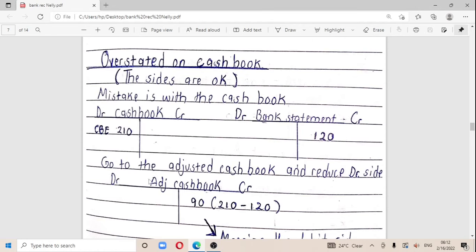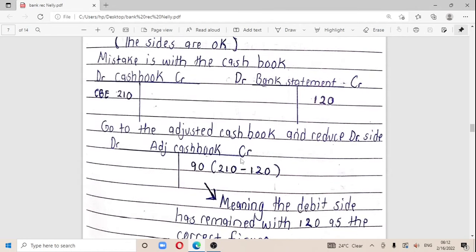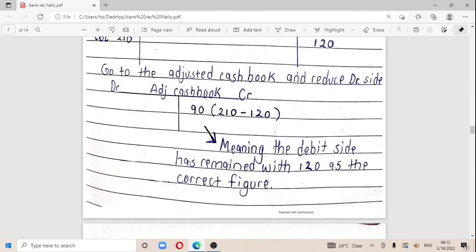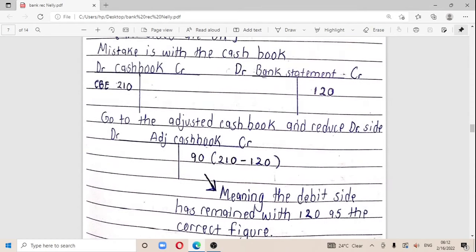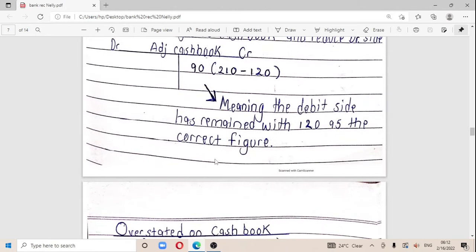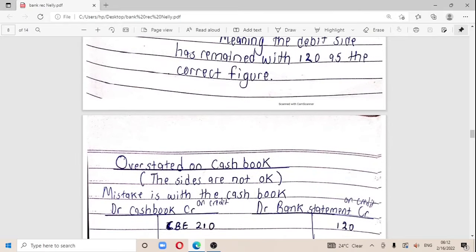So meaning that I'm going to go on the adjusted cash book. I say, remember this is the difference, 210 minus 120, the difference is 90. So I put here 90. What does this 90 mean on the credit side of the adjusted cash book? It will mean that this debit side here has remained with 120 as the correct figure. So that will mean there will be a 120 this side and also 120 this side, meaning I have made these two balance. That is the cash book and the bank statement. So having done that, that is to do with overstated figures on the cash book when the sides are okay.